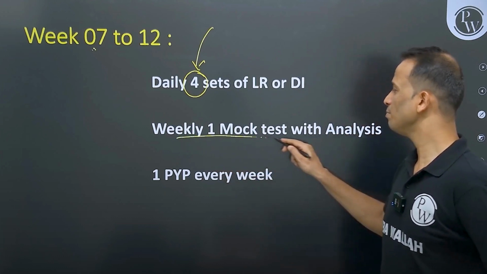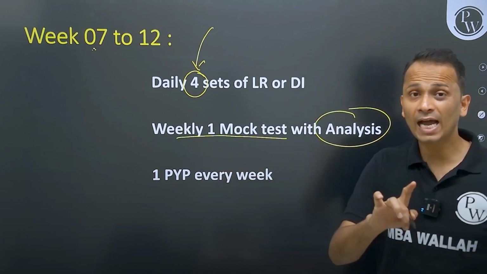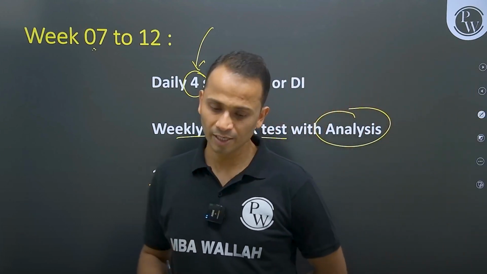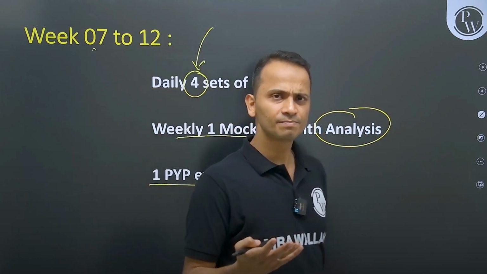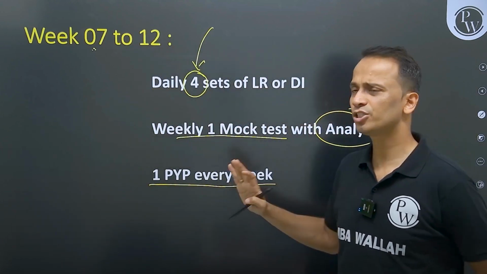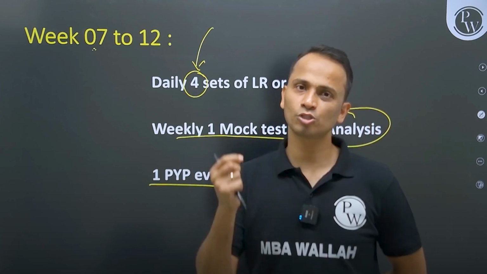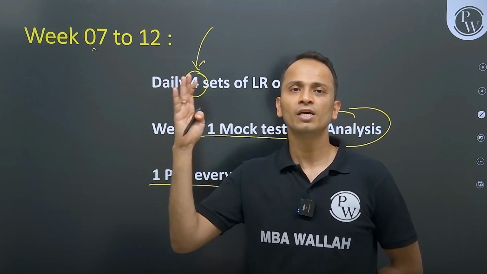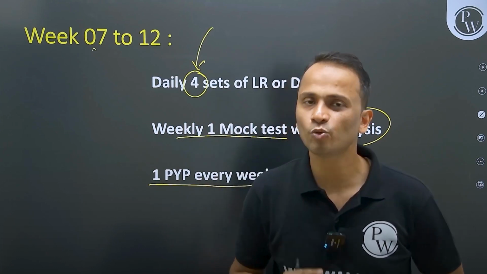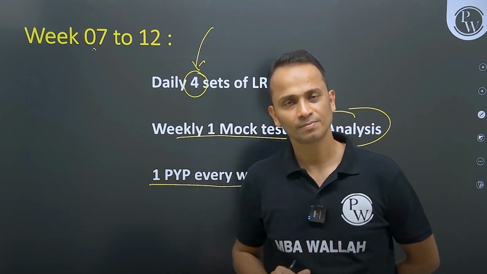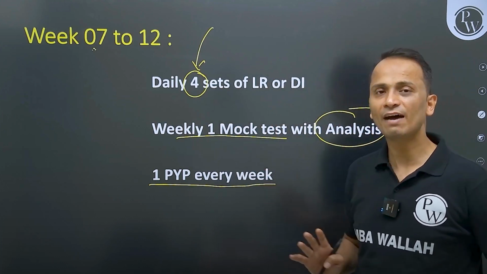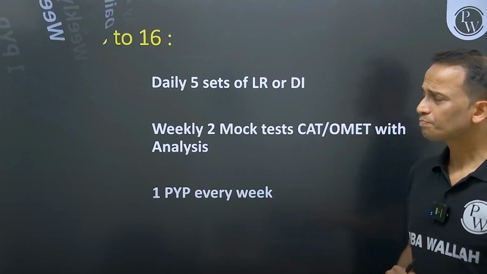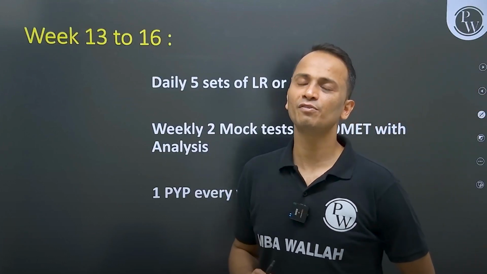Now, weekly 1 mock test with the analysis, and you can start with 1 previous year paper every week. You can start from 2017. In 2017 there were 2 slots, so finish slot number 1 in 1 week, finish slot number 2 in the second week, and so on. Keep moving towards CAT 2024 slowly and steadily. This is what you will have to do starting from week 7 or 8 up till week number 12. Now, the last 4 weeks before CAT.